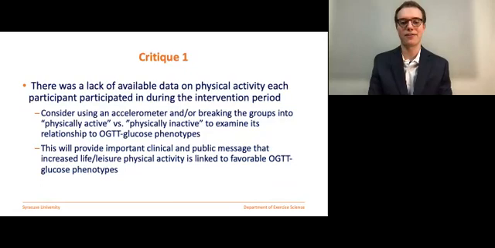The first is that there is a lack of available data on the physical activity each participant performed throughout the intervention period. The study included the average heart rate during the 60-minute exercise period. However, the data could have been further explained through the use of an accelerometer and/or breaking the groups into resistance and aerobic exercises, distinguishing which specific exercises may influence OGTT glucose phenotypes. This would be out of scientific curiosity, but could provide an important clinical and public message that increased leisure physical activity is linked to a favorable OGTT glucose phenotype.